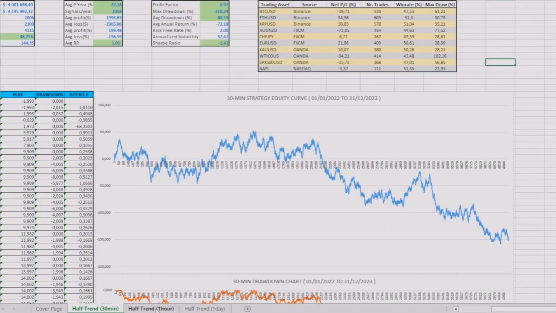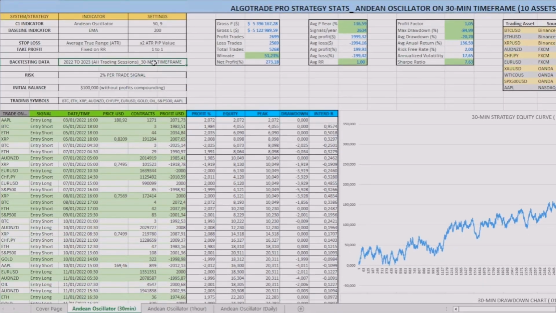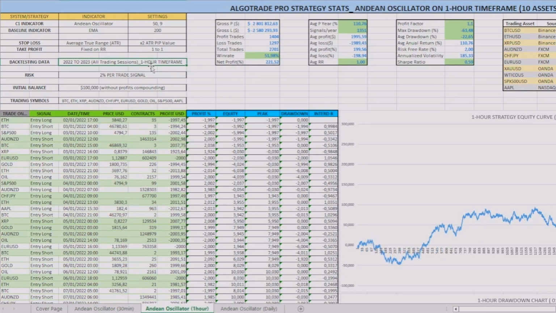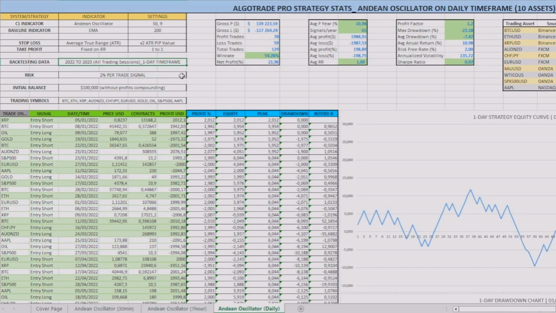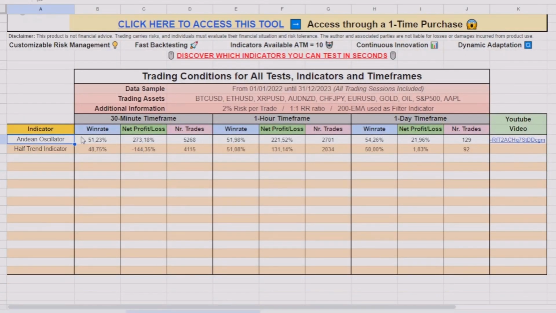When comparing it with the last episode, which was the Andean oscillator, we can notice that the Andean was much better in the same conditions, and so it will stay at the top of our ranking system.